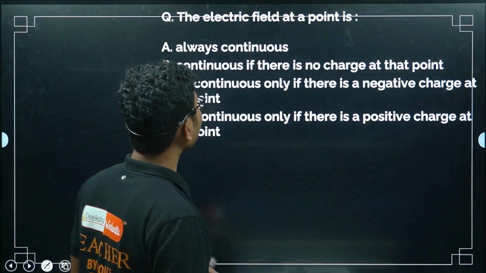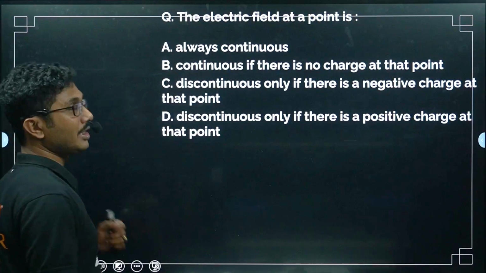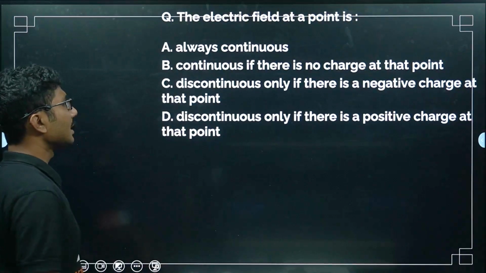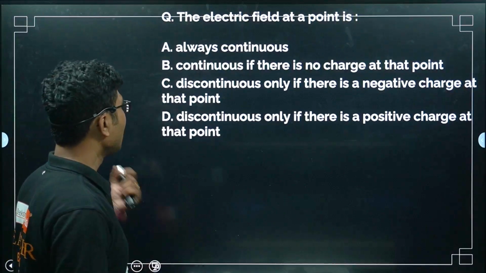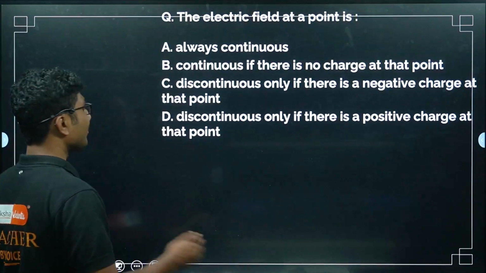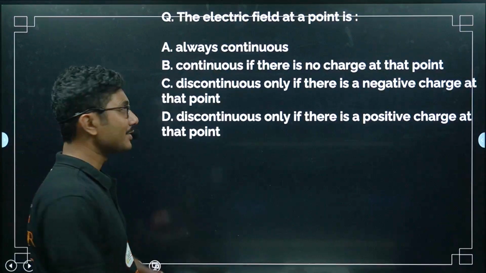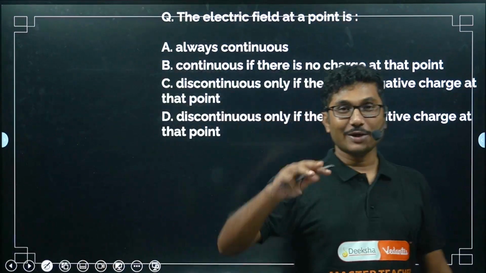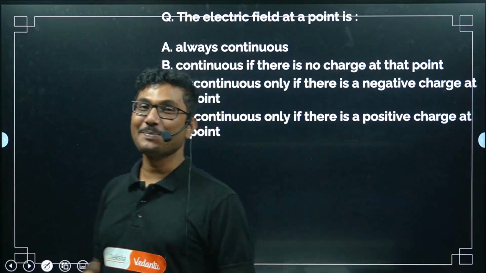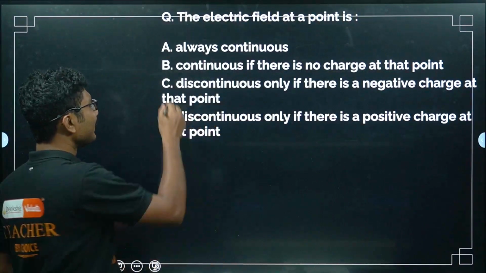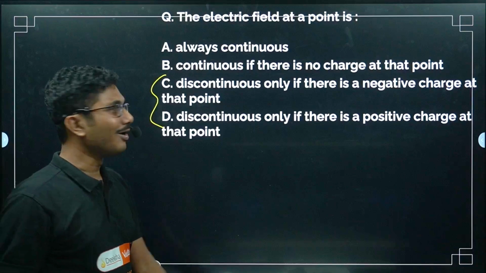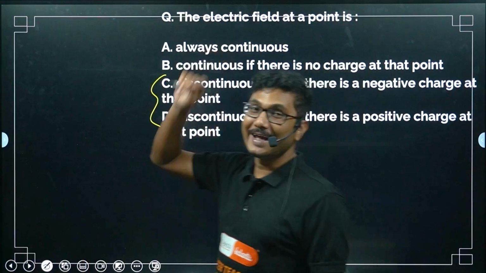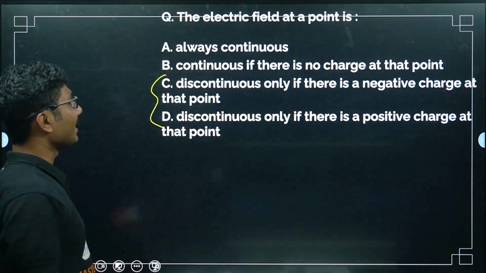Now, the electric field at a point is always continuous, continuous if there is no charge at that point, discontinuous only if there is a negative charge, discontinuous only if there is a positive charge. From the options, it is a 50-50 question. If you are used to KBC, there is an option called 50-50, so 50% of the options are deleted. So these two options are directly wrong because there is nothing related to negative and positive. So only A and B are the possible correct answers.